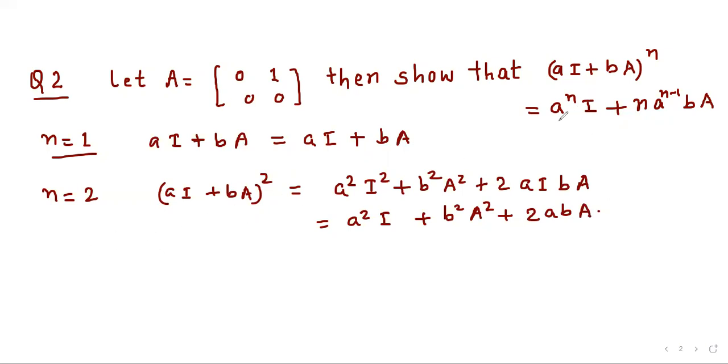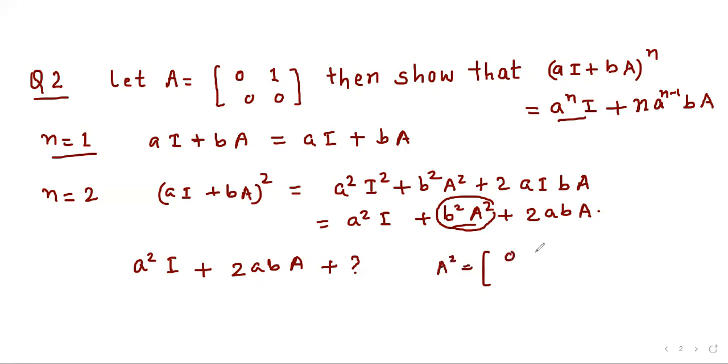So when we put n equal to 2 here, we will get a power 2 i plus 2 times aba, that is 2aba. But we are not getting this term. So in order to check this term whether it is 0, if it is 0, then both will be equal. So let's multiply to get a square.